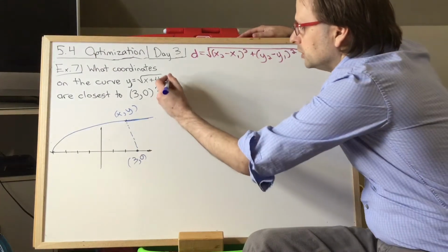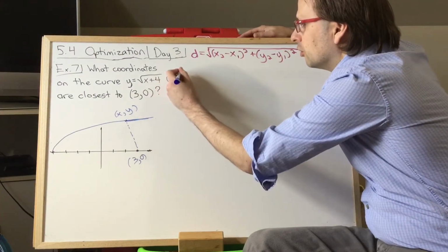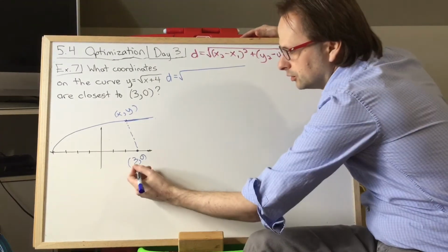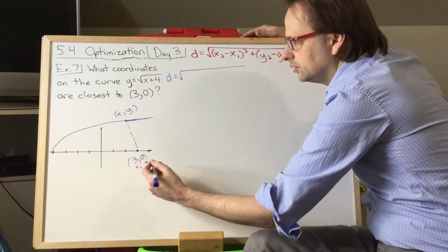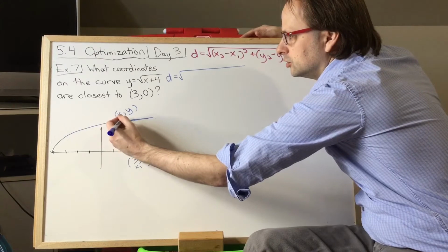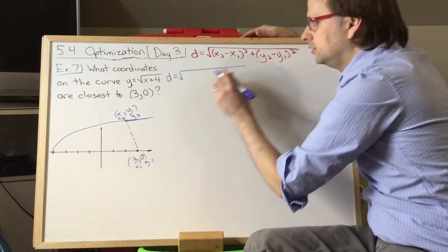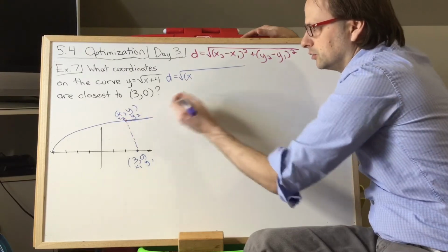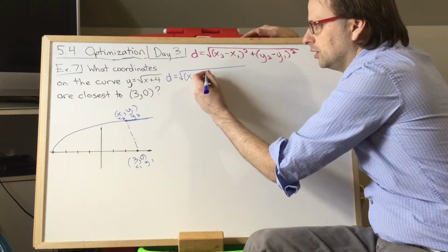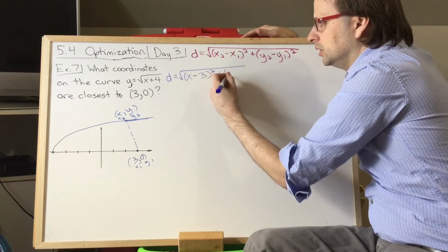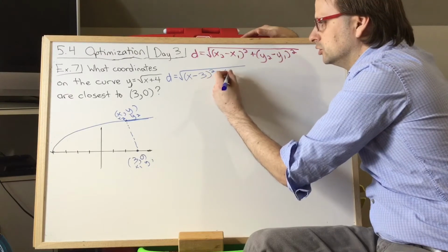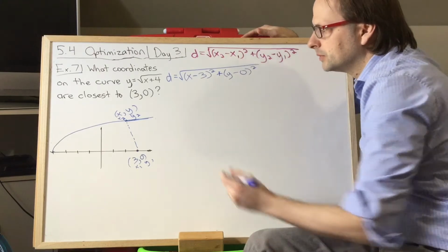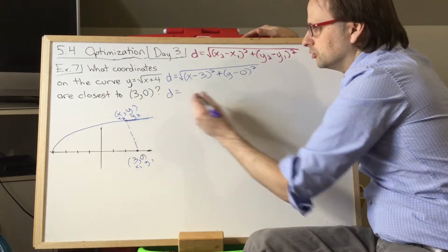The distance between these points comes from the distance formula. And we want to know what these coordinates are. So here's my x1, y1. I'm going to call this x2, y2 to use in the distance formula. So I'd have x2, which is my general x, minus 3 all squared, plus y2, which is my general y, minus 0 all squared. Right away, we can see there's a problem here.